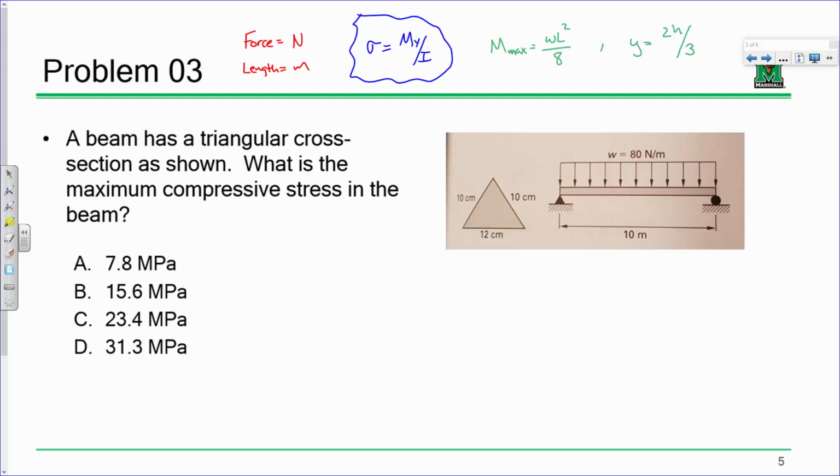Now, the last thing is the moment of inertia. What's the moment of inertia of a rectangle? Ooh, that is not right. BH cubed over 12 is... no, hold on.